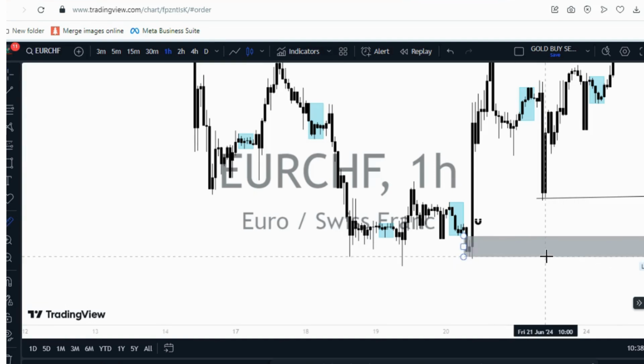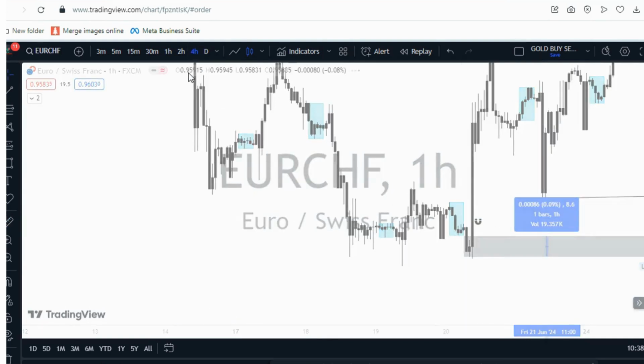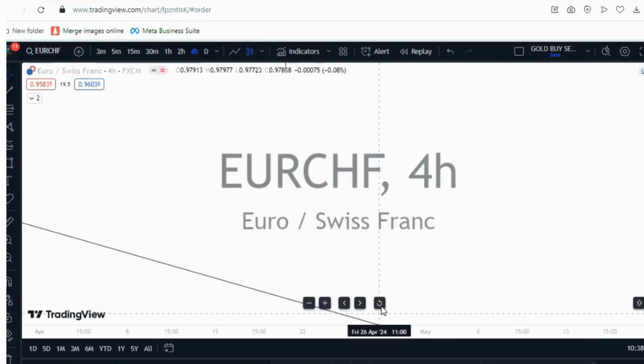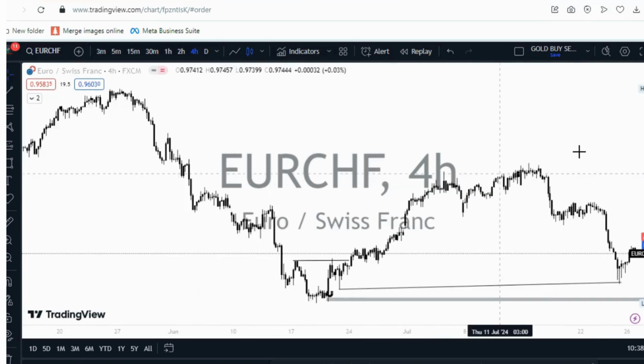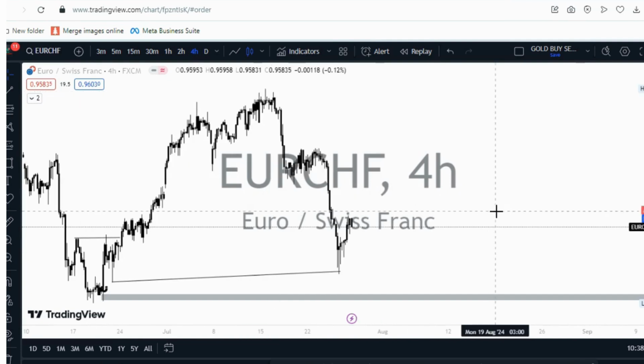From here to here, it's about 8 pips. So it's fair for me. It's okay for me. 8 pips is okay for me. So this is what I would do. I would wait for the market to come into this area.